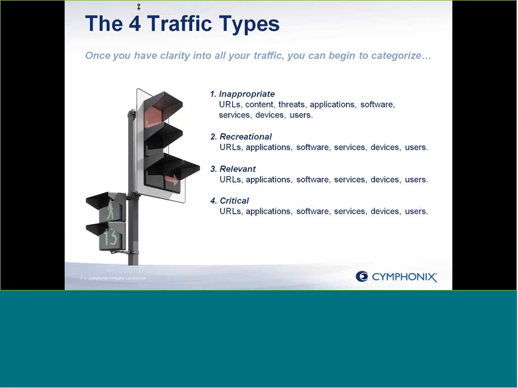And you may already have something in place that you're using for blocking inappropriate traffic, and that is great. We work in conjunction with other things that block inappropriate traffic. But if you don't have anything, we can also do the exact same thing. We can block inappropriate traffic for you. Now, the other 3 traffic types are recreational, relevant, and critical. These are the traffic types that are probably taking up the majority of your pipe. These are the things you're not blocking.